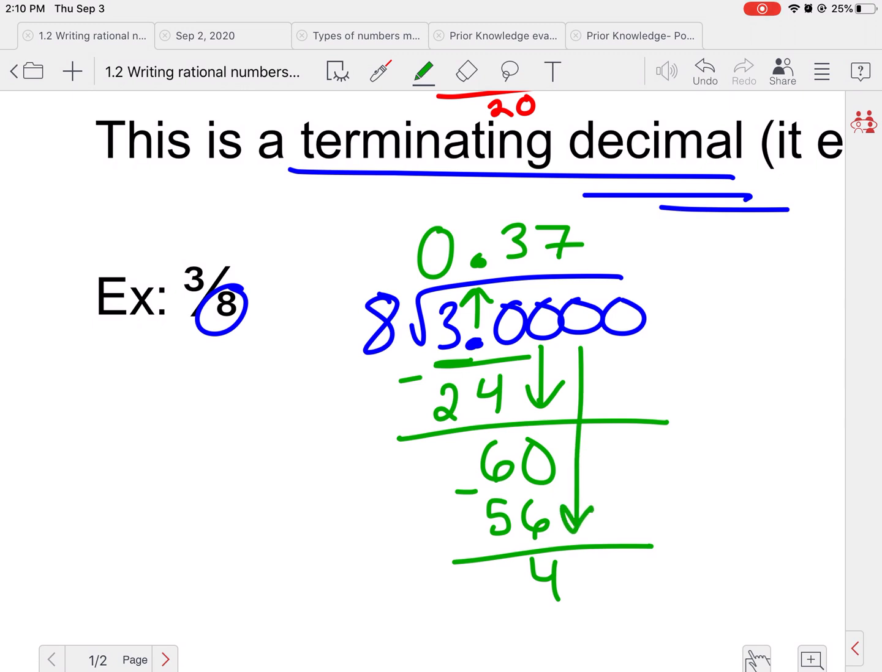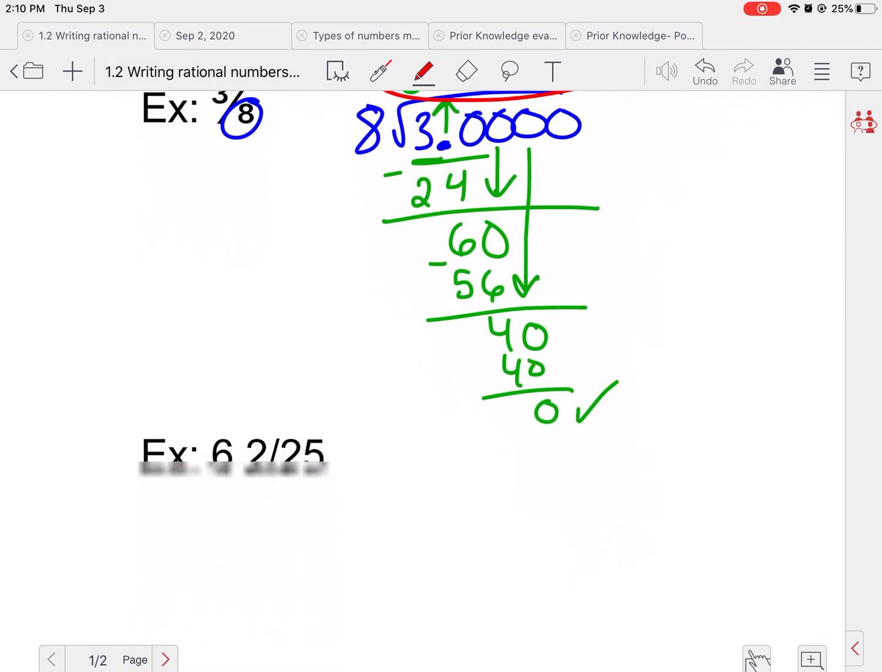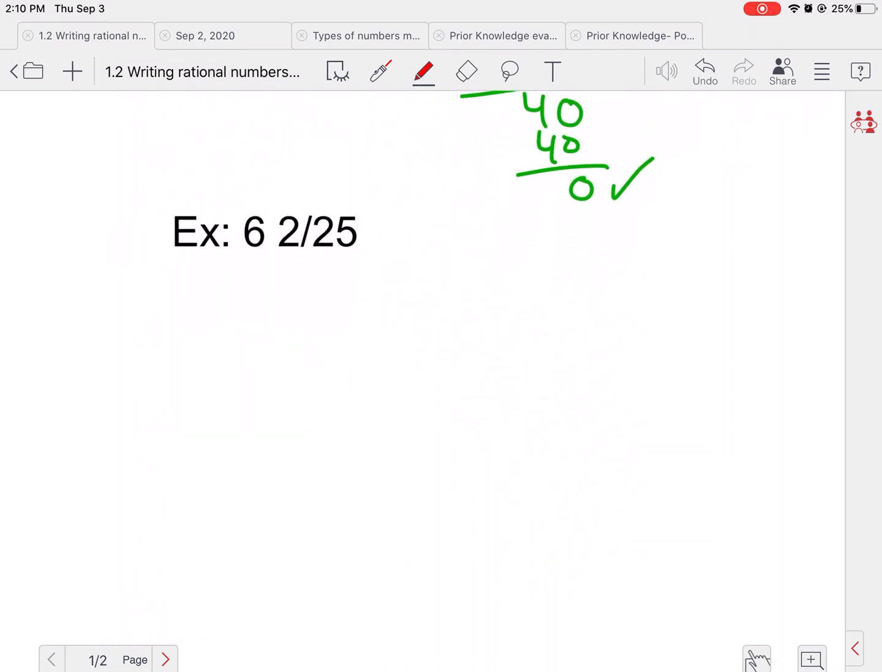Bring down my 0. And 8 goes into 40 5 times. So when I subtract that 40, my remainder is 0. So I know it's a terminating decimal. Okay? So my final answer here is 0.3575. Okay? So terminating decimal means it ends. Okay? Let's go ahead and look at this one.